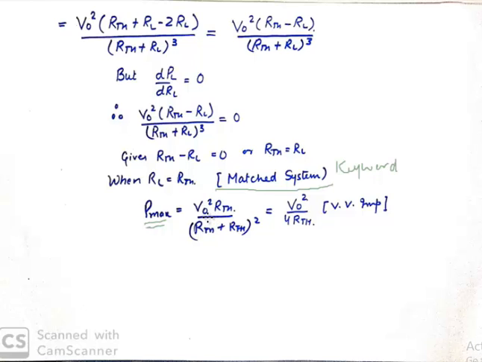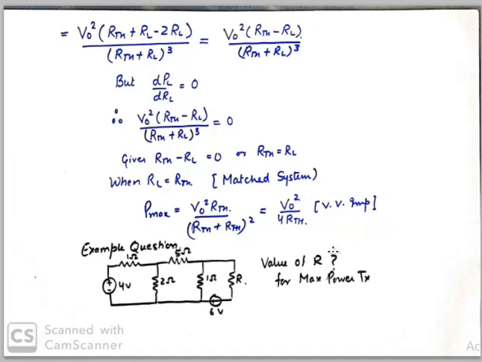So we've seen that the maximum power will be V naught square upon RTH plus RL, which is now substituted as RTH, and this RL is also substituted as RTH. So we get V naught square upon 4 RTH. So this is also a very important result from the examination point of view, that the maximum power delivered is V naught square upon 4 RTH. And we'll see a sample question here. A sample question will look something like this.